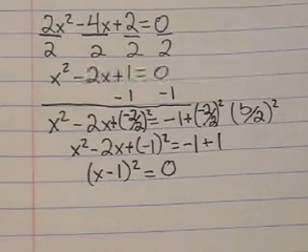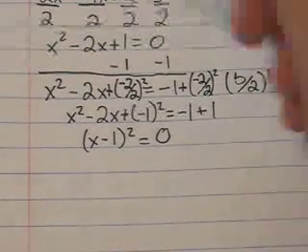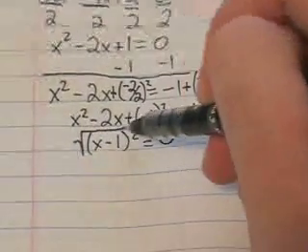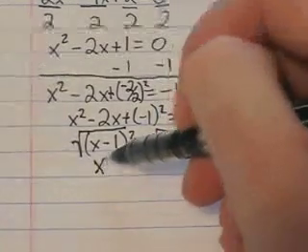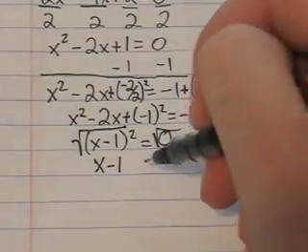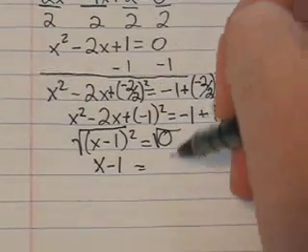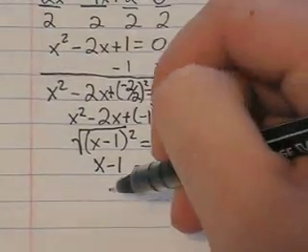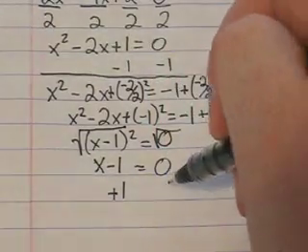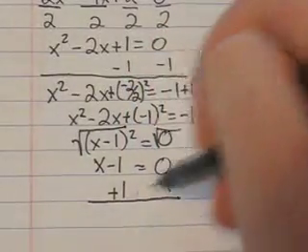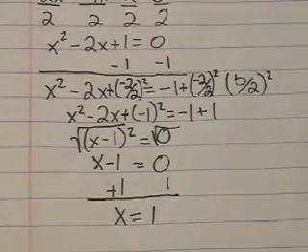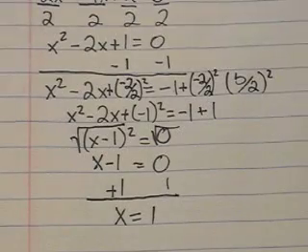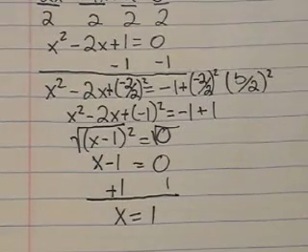So we need to get rid of that exponent of 2, so we're going to take the root of both sides. That leaves us with x minus 1 on the left, and we know the square root of 0 is just 0. Now we'll add 1 to both sides, and that gives us our answer, x is equal to 1. So we end up getting the same answer just as we did when we factored this quadratic.